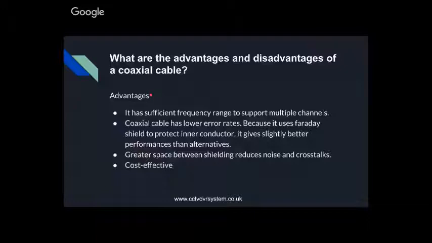Now, let's look at the advantages and disadvantages of using a coax cable. The advantage is that it's quite cost effective. A 200-meter drum would cost you around 40 to 45 pounds in the UK. It has sufficient frequency range to support multiple channels. Also, coax cables normally have lower error rates because they are fairly well protected through the shield. They work very well with interference, electromagnetic interference or noise.